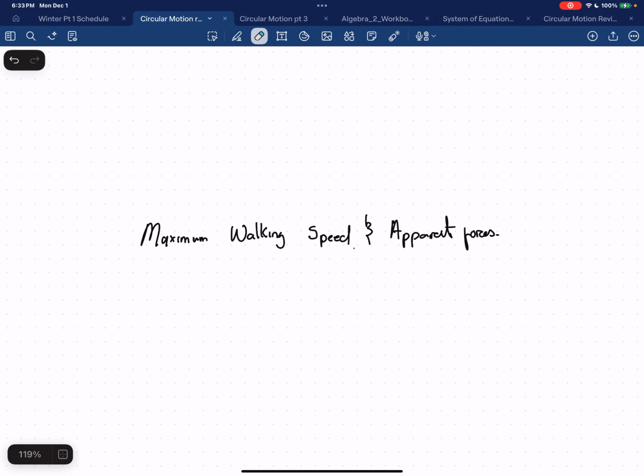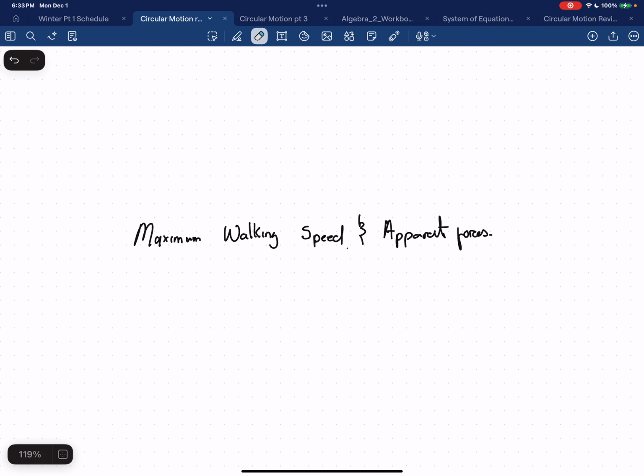Hey guys, today we're going to talk about how to find the maximum walking speed of a person, and then we're also going to discuss apparent forces as well as apparent weight in circular motion.